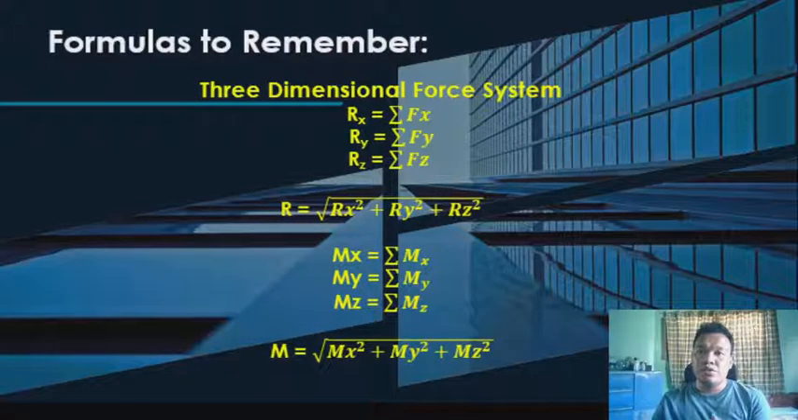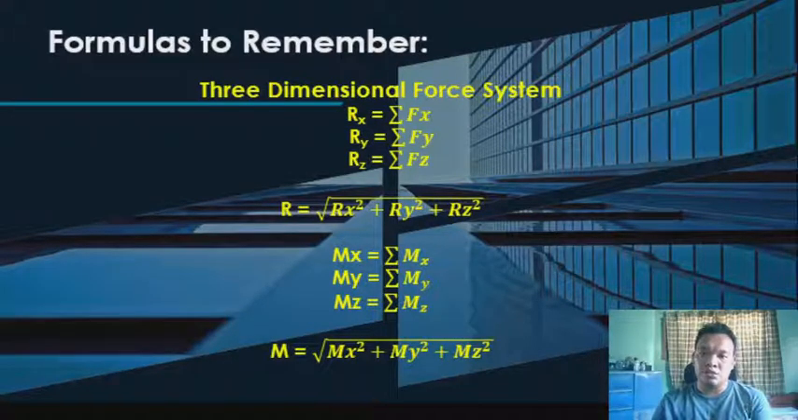Then, for the three-dimensional force system, it's the same formula, but we just added the resultant in the z direction, which is equivalent to the summation of forces along the z direction. Then, for the resultant, we just add it inside the square root, which is Rx squared plus Ry squared plus Rz squared.